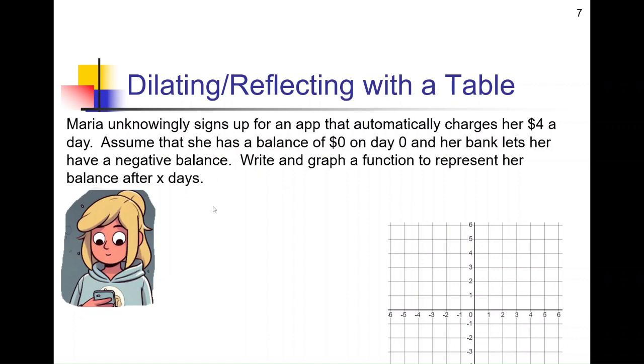Okay, so pause the video for a minute and see if you can come up with a function that basically subtracts $4 a day. So a function we could use for this, if we just take the number of days and multiply by -4, that'll give us how much money we've lost. So we can just write g of x equals -4x.